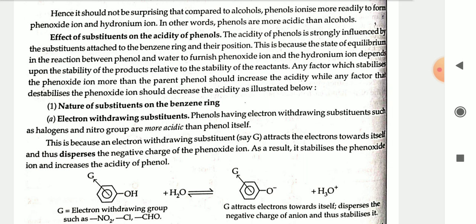A. Electron withdrawing substituents. Phenols having electron withdrawing substituents, such as halogens and the nitro group, are more acidic than phenol itself. This is because an electron withdrawing substituent attracts the electrons toward itself, thus dispersing the negative charge of the phenoxide ion. As a result, it stabilizes the phenoxide ion and increases the acidity of phenol.